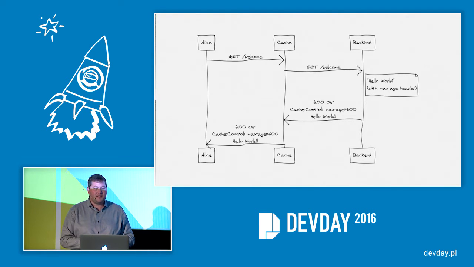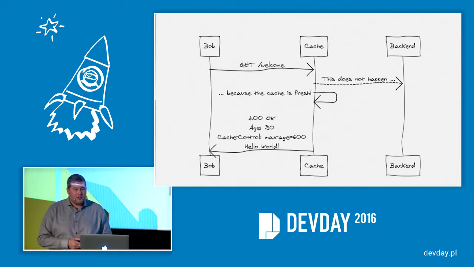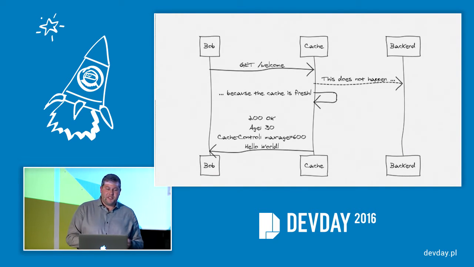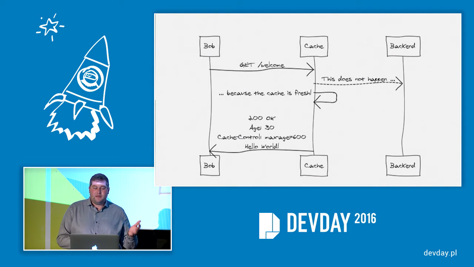That'll return back to Alice, and the next time the request comes along, we won't actually have to make the request to the backend. So Bob comes along just a minute later, or 30 seconds later, and requests the same asset, /welcome. It goes to the cache, and the cache still has the asset, and it's only been 30 seconds, so the asset is still valid, and it returns it directly from the cache. So there's no request to the backend.